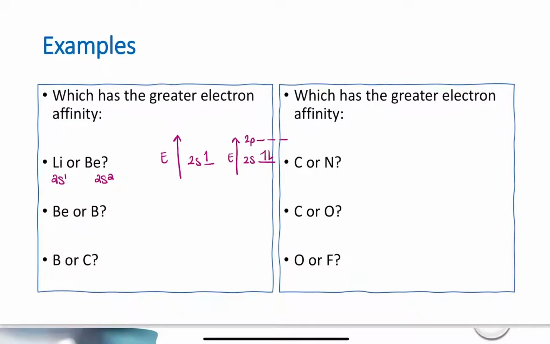In order to gain an electron, lithium can put it right here. Beryllium is going to have to put it into its empty 2p orbitals. Lithium will be greater because it's more likely to accept that electron. Beryllium has an empty 2p shell. It would really prefer to keep it that way, and it doesn't really want you messing with it.